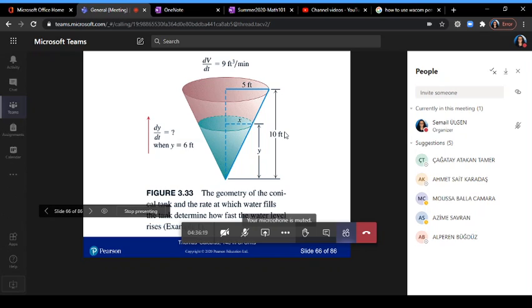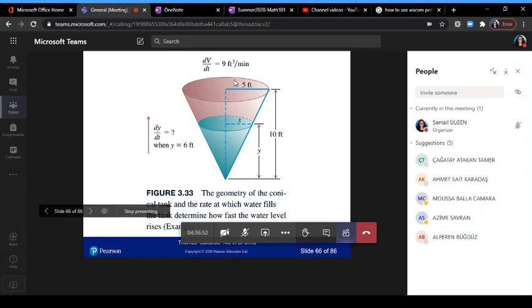Okay, related rates. Let's consider, this is I think example 1 in the book. So the question is as follows. We have a conical tank that's given like this, and the height is given 10 feet, and the rate of change of the volume of the water in the tank is 9 feet cube per minute.